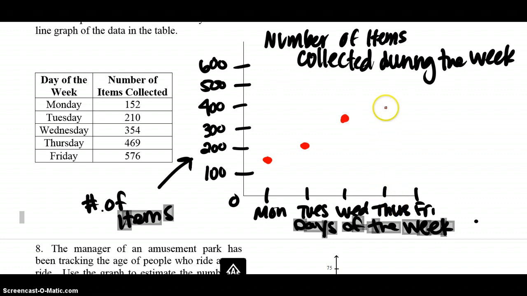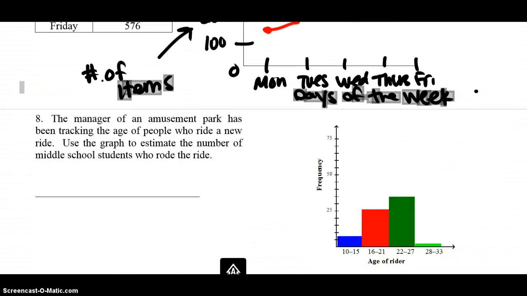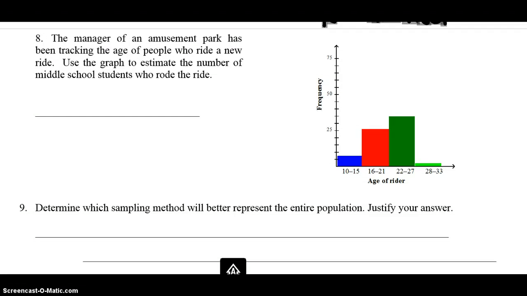Thursday, 469. And Friday, 576. Remember, with a line graph, you have to make a line connecting the points. Okay, let's move on to number 8.